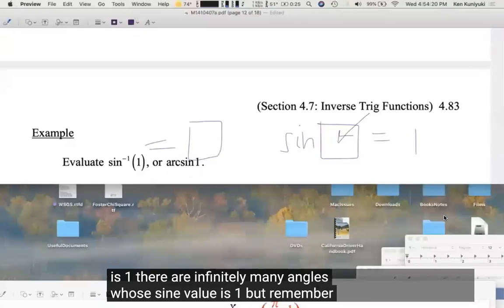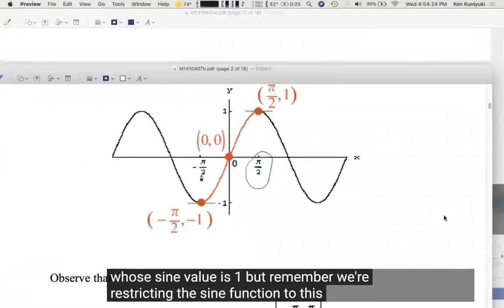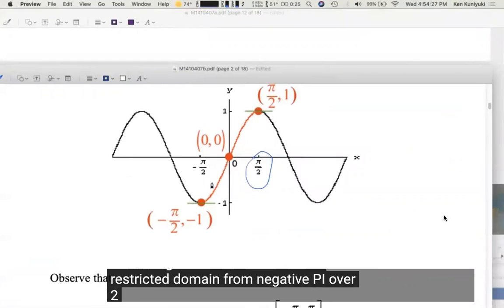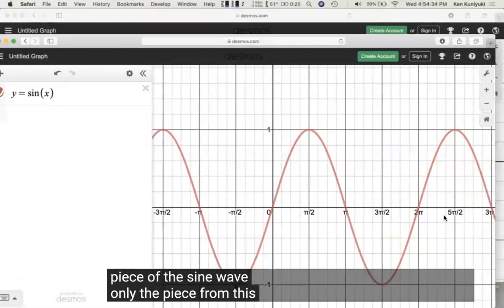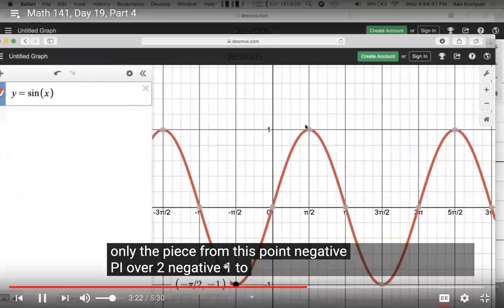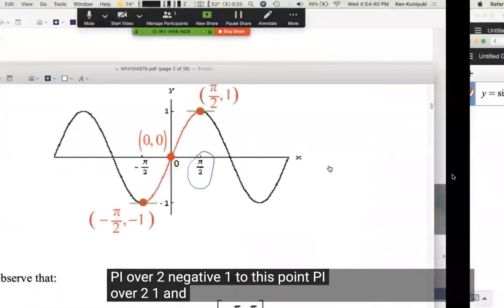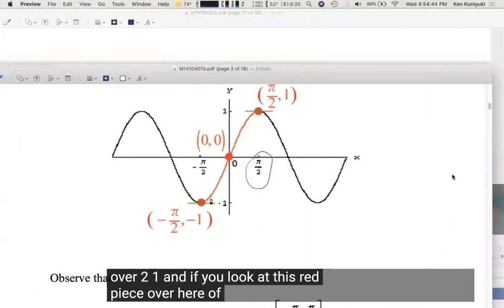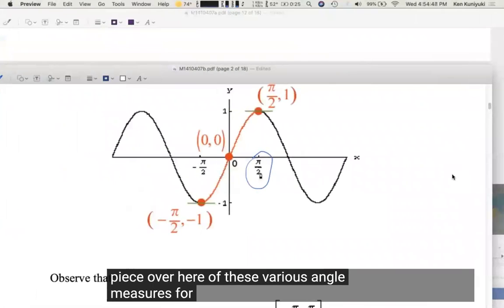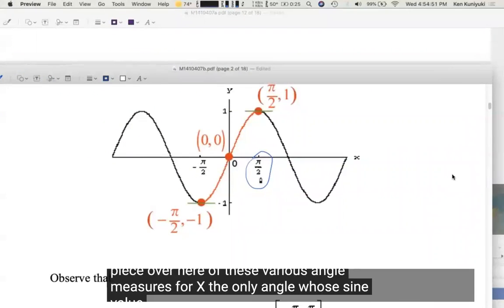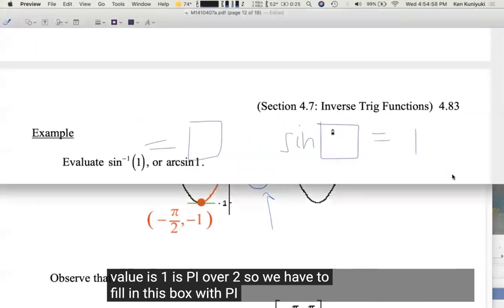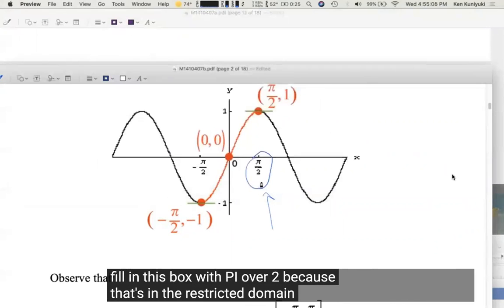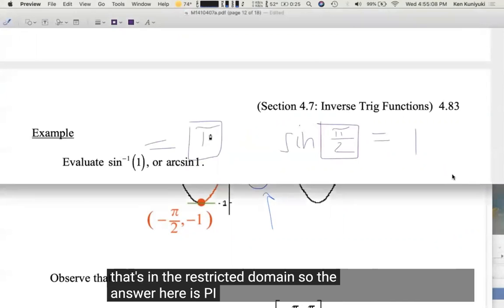But remember, we're restricting the sine function to this restricted domain from negative pi over 2 to pi over 2. We're only supposed to consider this piece of the sine wave, only the piece from this point, negative pi over 2, negative 1, to this point, pi over 2, 1. And if you look at this red piece over here, of these various angle measures for x, the only angle whose sine value is 1 is pi over 2. So we have to fill in this box with pi over 2, because that's in the restricted domain. So the answer here is pi over 2.